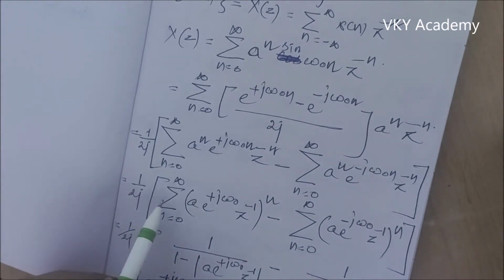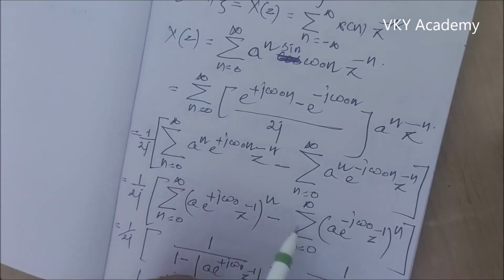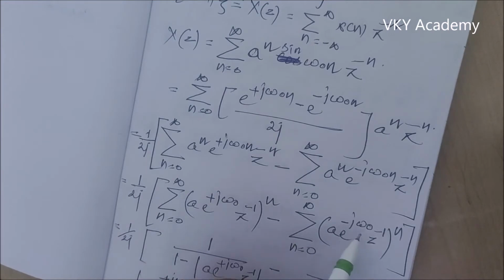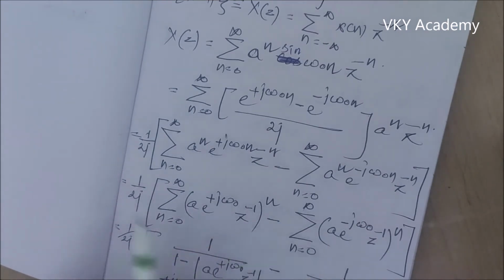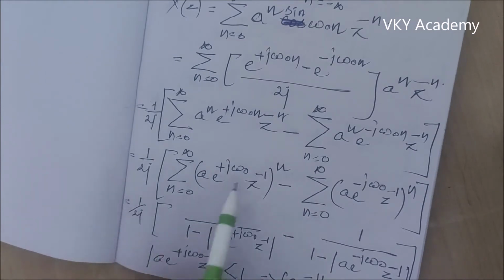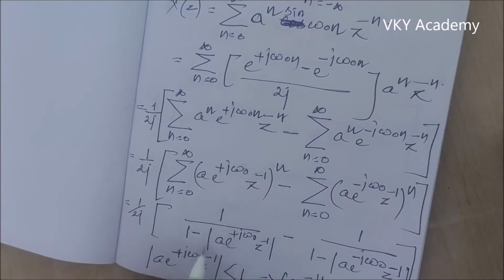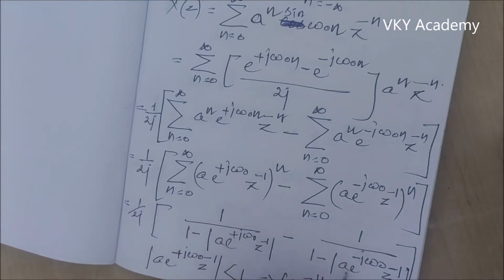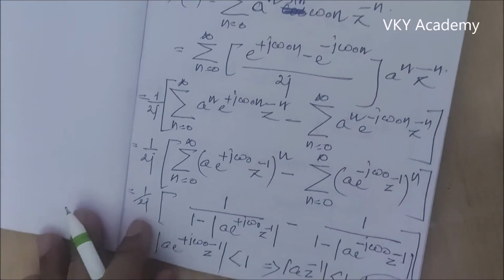which is equal to 1 by 2j summation n equal to 0 to infinity, a e to the power plus j omega naught z inverse whole to the power n, minus summation n equal to 0 to infinity, a e to the power minus j omega naught z inverse whole to the power n. So writing this function in a single power of n, that is equal to 1 by 2j. Now this particular GP series converges for 1 by 1 minus a e to the power j omega naught z inverse, minus 1 by 1 minus a e to the power minus j omega naught z inverse.